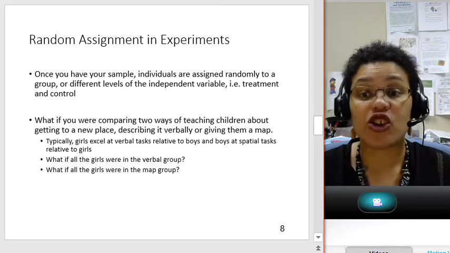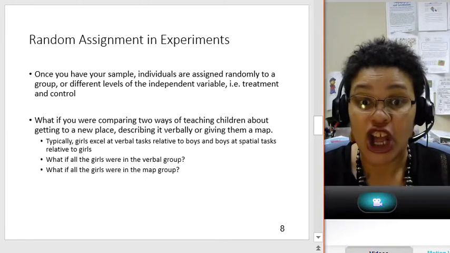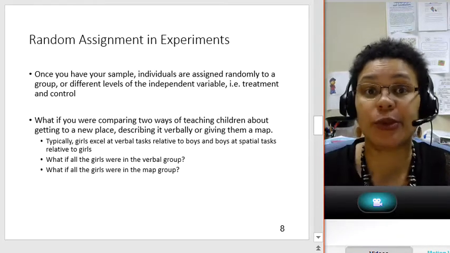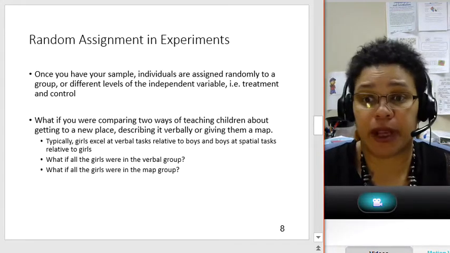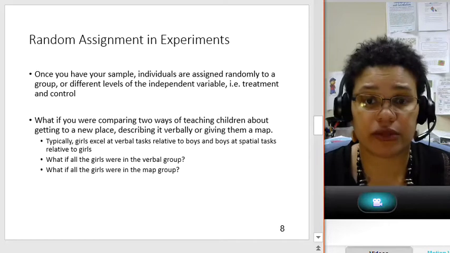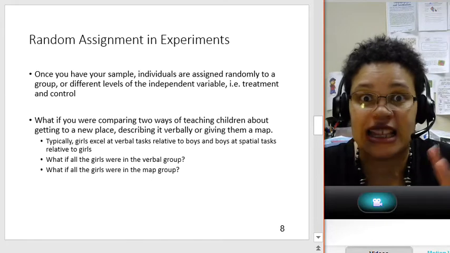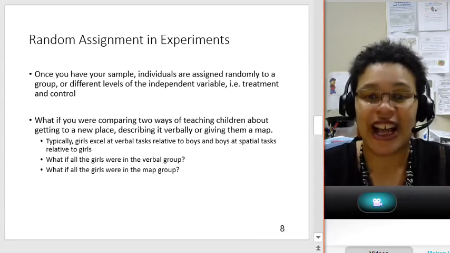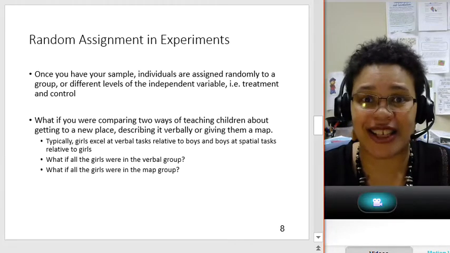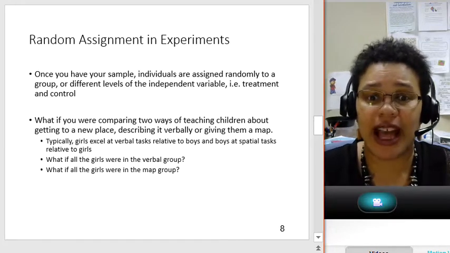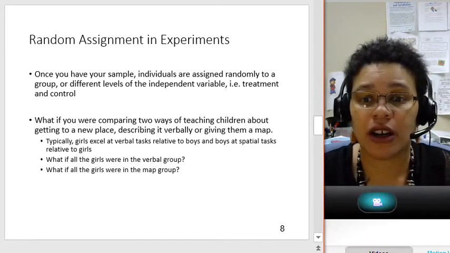Now, if you randomly assign them, particularly if you have a relatively small sample size, you could end up with all the girls in the verbal group, right? And maybe they would do very well on average. Okay. What if all the girls were in the map group? You've randomly assigned them. You didn't mean for this to happen. Oh my goodness, I randomly assigned them, but the map group has all the girls or most of the kids in the map group are girls. Oh my goodness, what am I going to do?